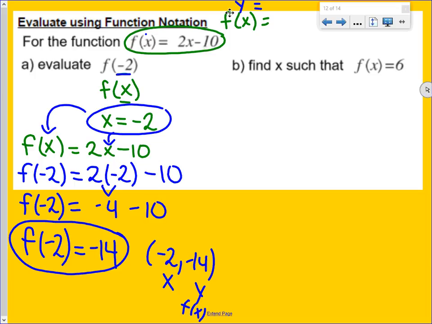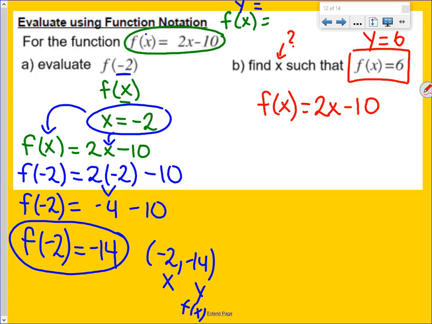Now find x. So now we're looking for x. We want to know what is x such that f of x equals 6. So if we were to replace that f of x with y, we would say y equals 6. So we're replacing f of x with 6. So if we take our equation, f of x equals 2x minus 10, we don't know what x is. We're looking for what x is, but we do know that f of x equals 6. So we can replace f of x with 6.